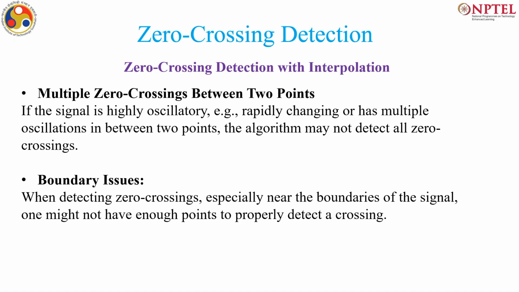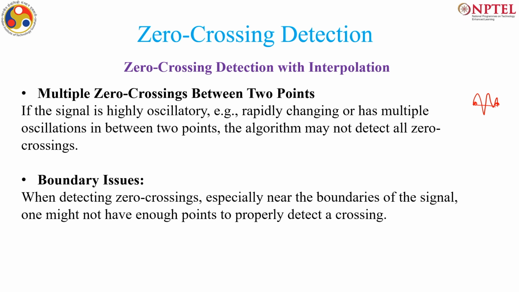Then multiple zero crossings between 2 points. Now, this is not a problem with the algorithm, rather it is a problem of undersampling, and this is violating the Nyquist rate. If there is some oscillatory nature, we will miss some zero crossings, but this is natural because this is a high frequency signal and we have probably sampled it at a lower frequency, and that is why we are missing these zero crossings. So, this is an undersampling problem, an aliasing problem.